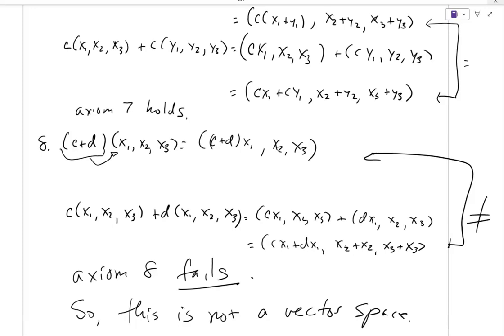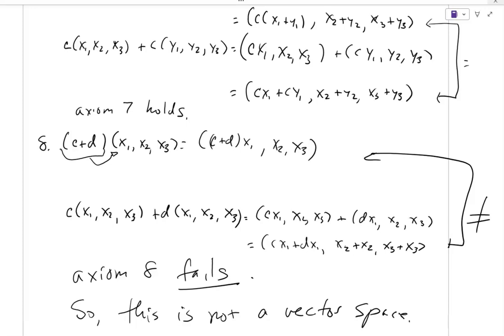We'll just do basically what am I doing? I'm looking at both sides and seeing if they're equal, right? In this case, it wasn't. Once one axiom fails, the whole thing's not a vector space, so you can stop. And if you would have found out which one failed to start with, you could have just done the one, right? If I would have recognized that 8 was going to fail ahead of time, I wouldn't have needed to do 6 and 7.